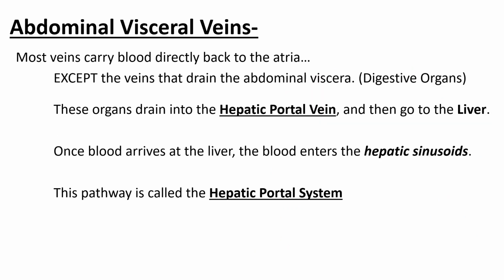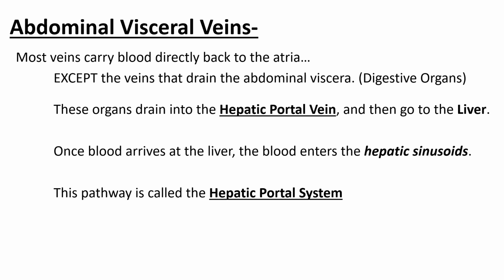All right, abdominal visceral veins. Most of the veins go right back to the heart so we can reoxygenate it as quickly as we can. But some of the veins we have to take a little extra precaution with, especially the veins that drain our abdominal viscera, by which I mean my digestive organs. These organs first, before they can get back to the heart, have to go through the hepatic portal system. To get there, all of these veins are going to drain into our hepatic portal vein, which is going to take us to the liver.